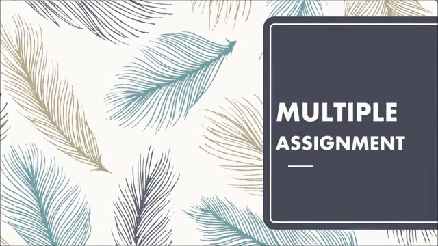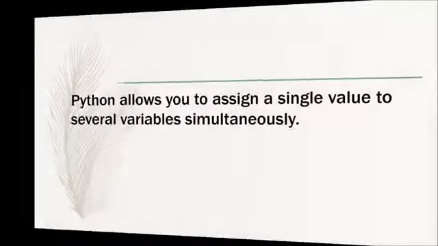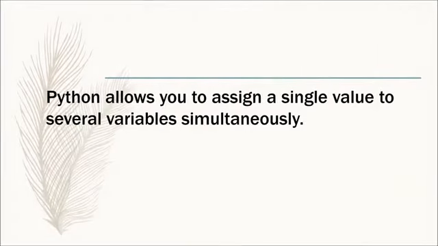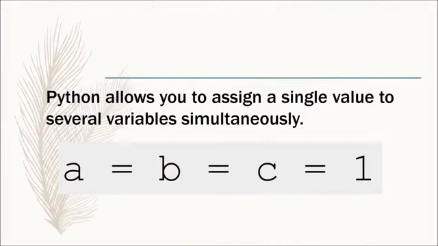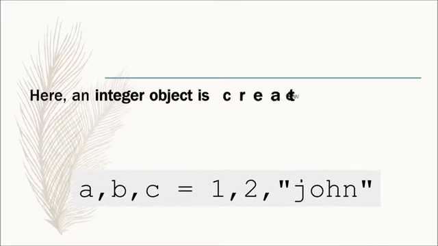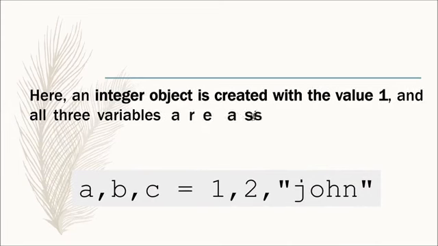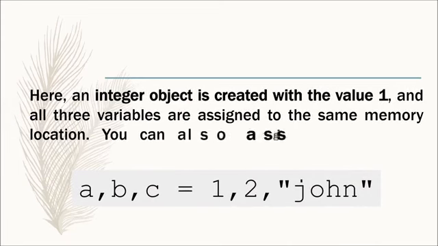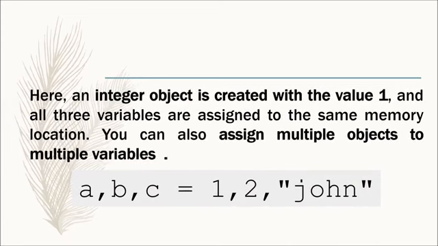Multiple assignments. Python allows you to assign a single value to several variables simultaneously. For example, a equals b equals c equals 1. Here, an integer object is created with the value 1 and all three variables are assigned to the same memory location. You could also assign multiple objects to multiple variables, such as what you are seeing here and below.